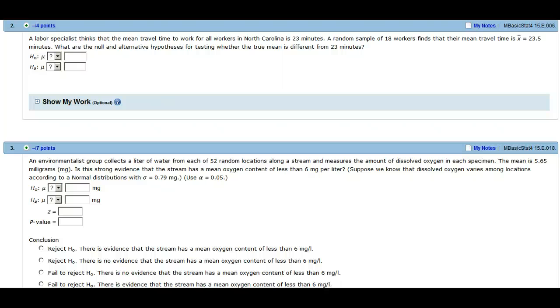Okay, boys, these are two examples from your Chapter 15 practice. Questions number 2 and 3, because those are the ones that are like most of the other ones.